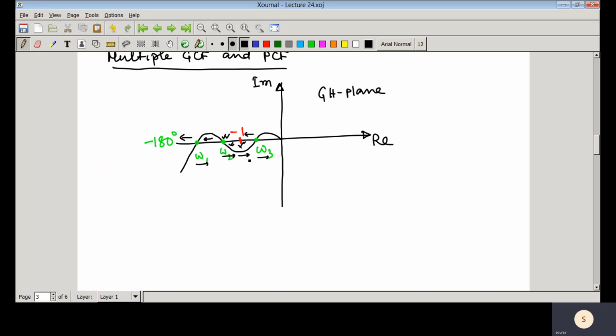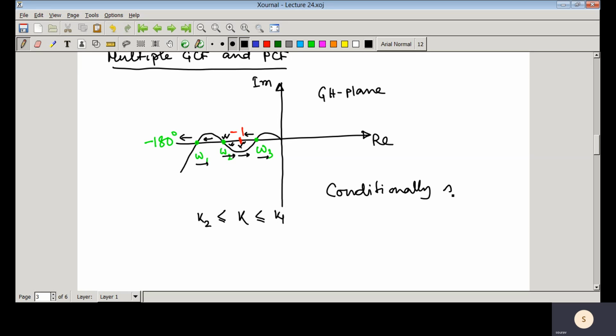So this is a case where that gain K is actually restricted from upper side and lower side. That means if we increase that gain beyond some value, then again the number of encirclement will be changing, and if we decrease it and go beyond some value, then again the same thing would happen. So this is actually the case of conditionally stable system.